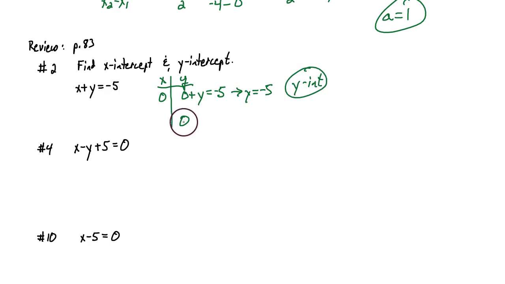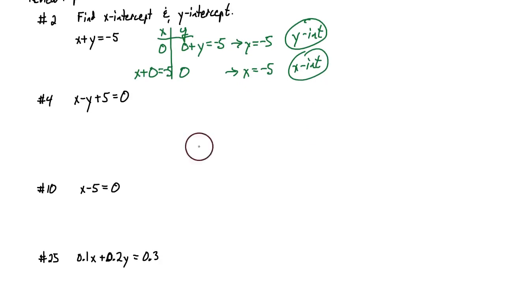In the second row of the table, let's fill in 0 where the letter y is. So x plus 0 equals negative 5. That just means x equals negative 5. That's the x-intercept. Now number 4. First up, subtract the 5 from both sides. So we have x minus y equals negative 5.